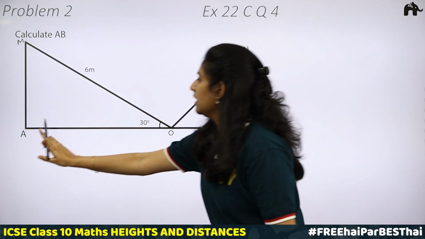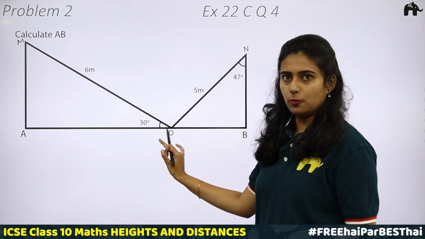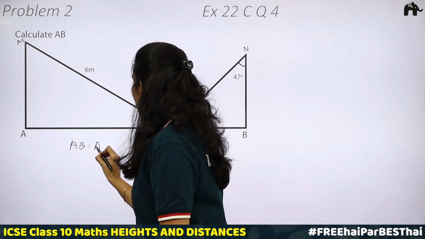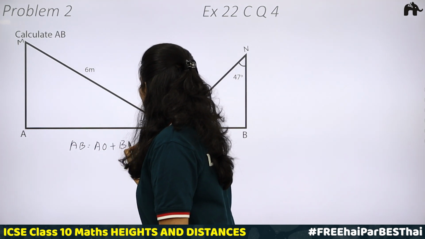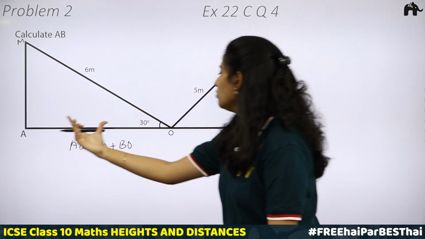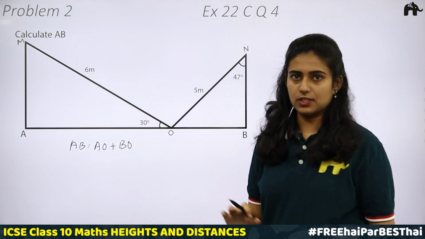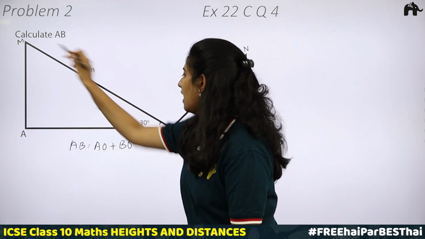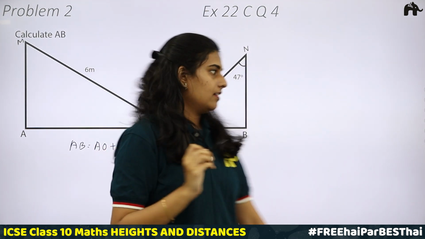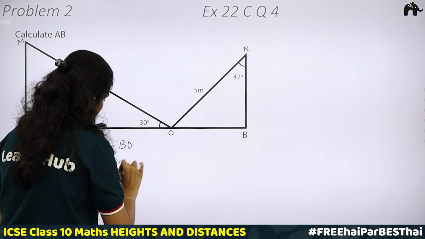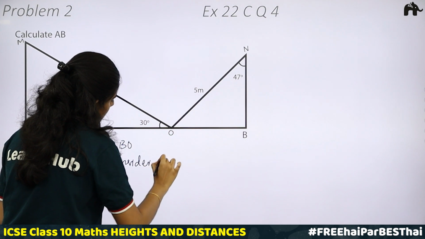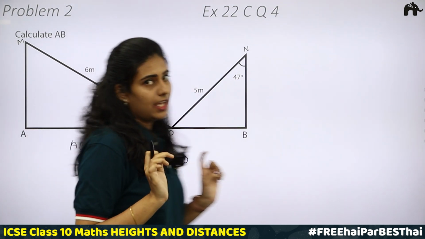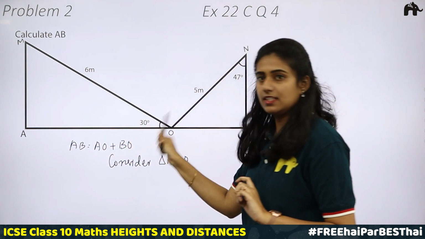AB will be equal to AO plus BO. Yes. AB is equal to AO plus BO. We have to separately find what AO is and what BO is. Okay. To find AO, consider triangle AMO. In this triangle AMO, angle is given 30 degree.